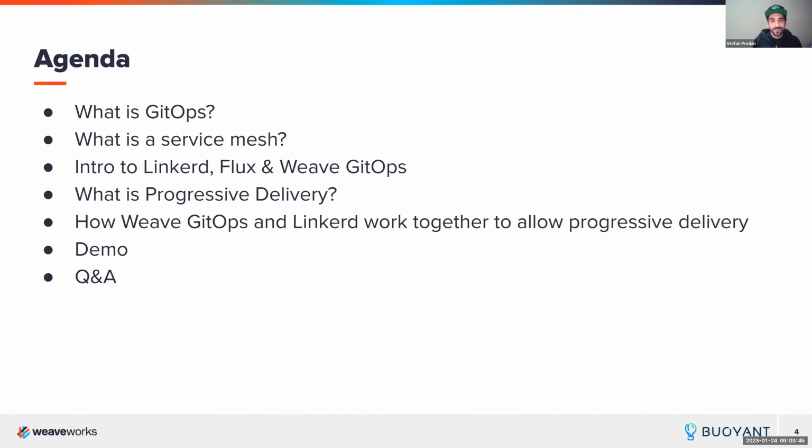Sure. We'll go through the agenda. So we are going to explain a little bit what GitOps is, what a service mesh is. We are going to do an introduction to Linkerd, Flux with GitOps, Flagger, all the tools that we are going to use. And of course, we are going to explain what progressive delivery is and how you can achieve progressive delivery on your Kubernetes clusters, combining all these technologies together with GitOps, Linkerd, and all the other tools.